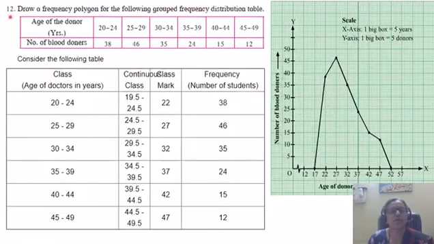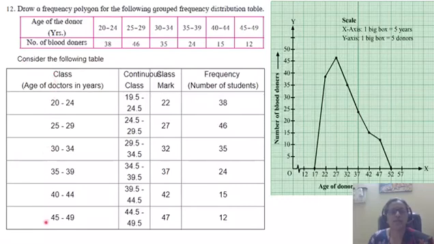Question number 12. Draw a frequency polygon for the following grouped frequency distribution table. Age of the donor in years is given as 20 to 24, 25 to 29, 30 to 34, 35 to 39, 40 to 44, 45 to 49, and the number of blood donors is also mentioned. Now draw the table first.